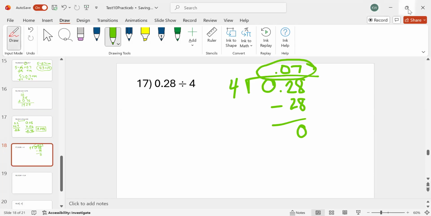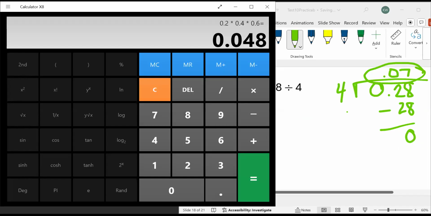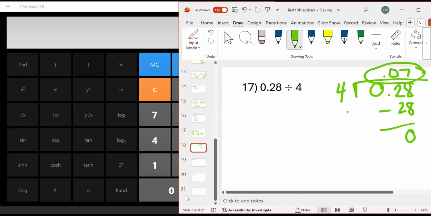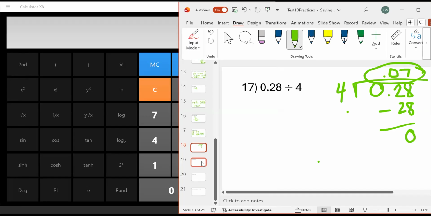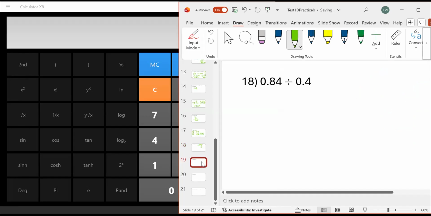0.07. Or with the calculator, you can just type that in. That was 0.28 divided by 4. 0.28 divided by 4 equals 0.07. Okay, on to the next one.